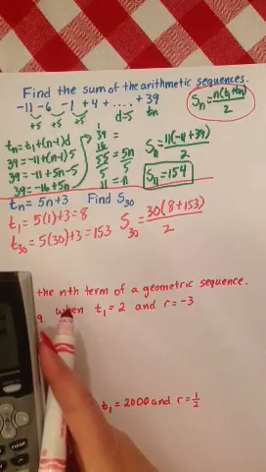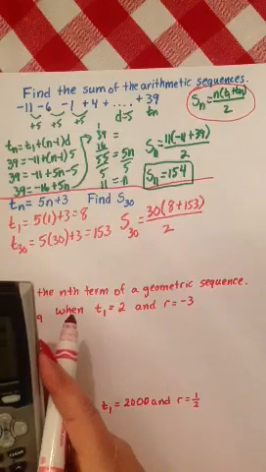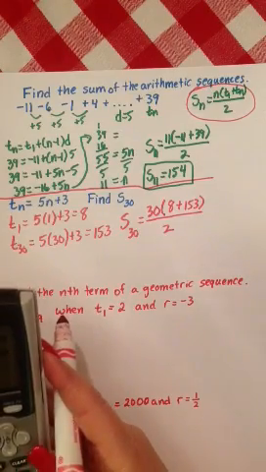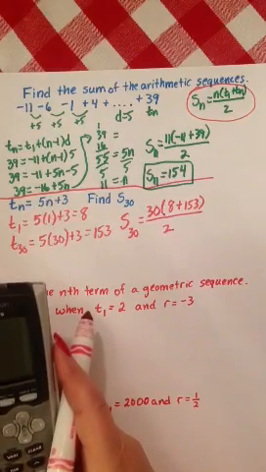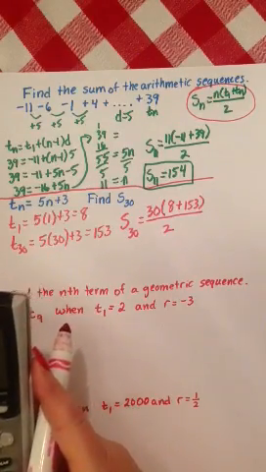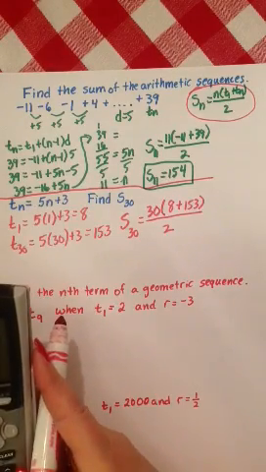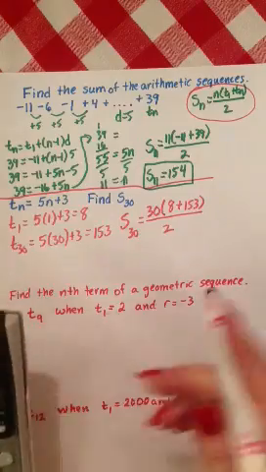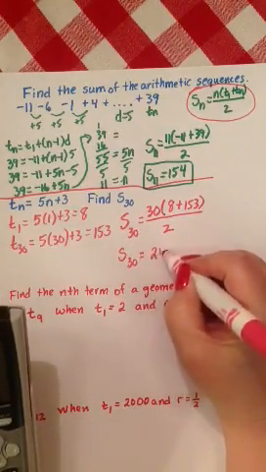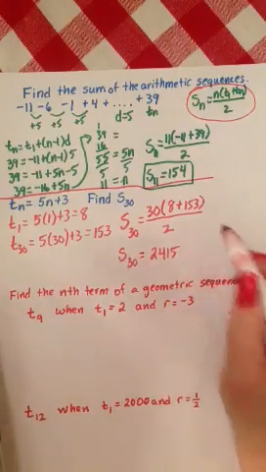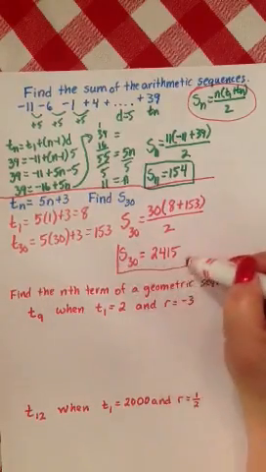So you go 30 times 8 plus 153, and I'm going to hit, oh, it looks like I didn't put a parentheses. Let's clear that out. Let's try again. 30 times 8 plus 153, and I'm going to divide that by 2. And so I get the sum of the first 30 terms of that sequence is 2,415. All right, so that would be our answer, the sum of the 30 terms.